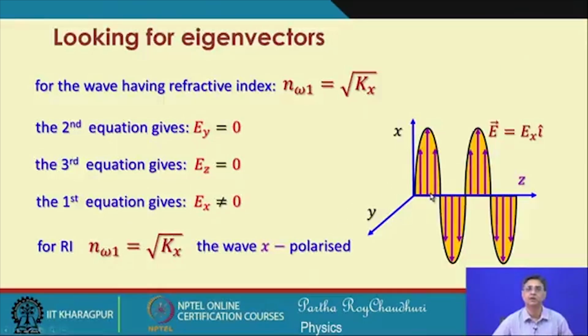So, you have only E x associated with the wave which is travelling along the z direction if the solution you assume is due to the permittivity, due to the refractive index seen by the wave along the x direction. Such a wave is called x polarized, because the displacement vector or the electric field vector are along the same direction.